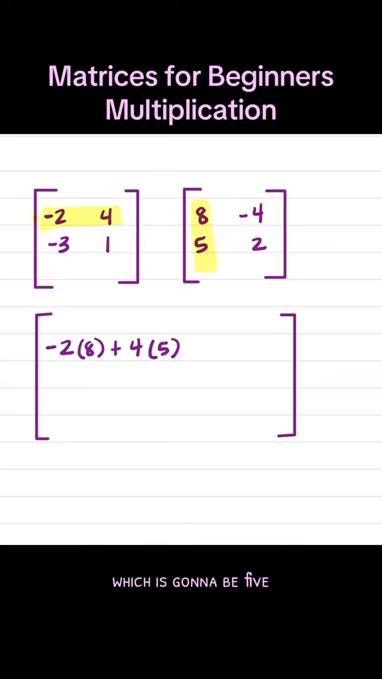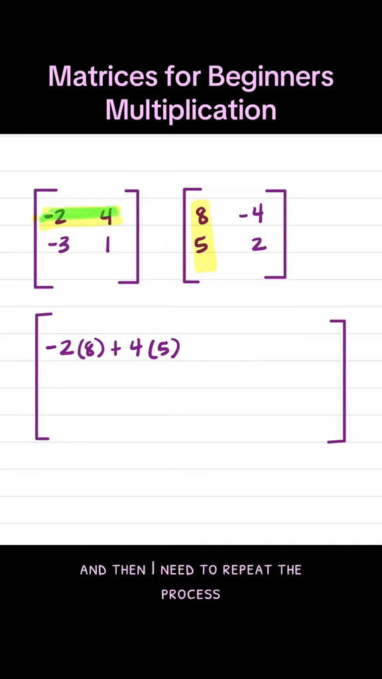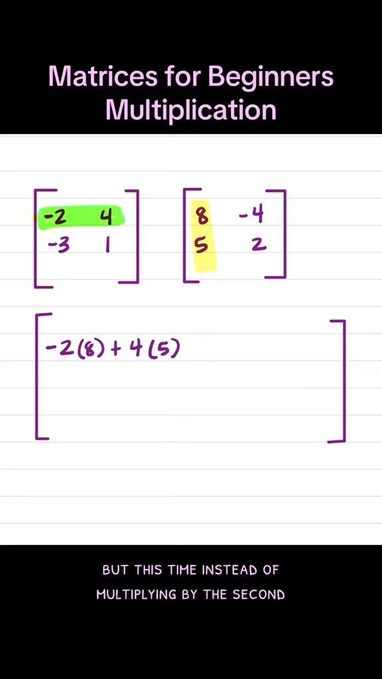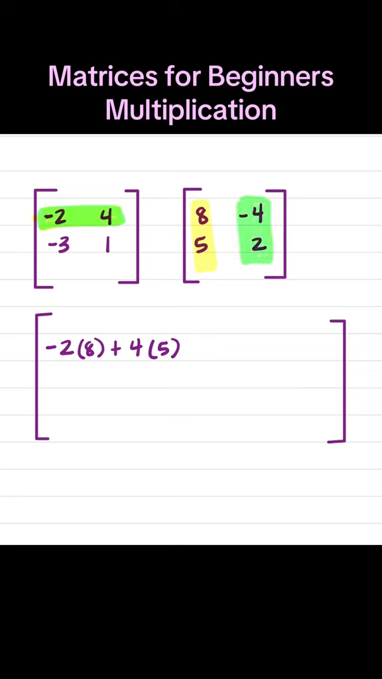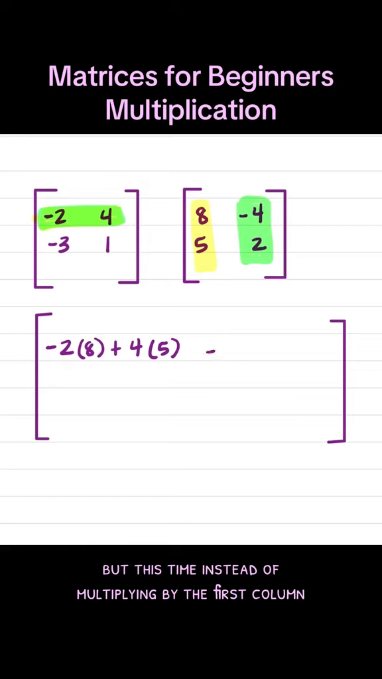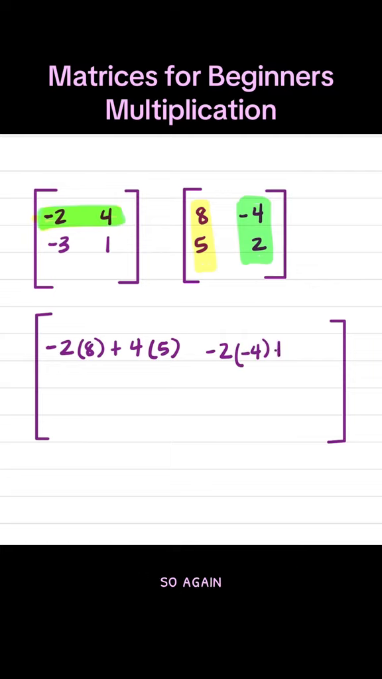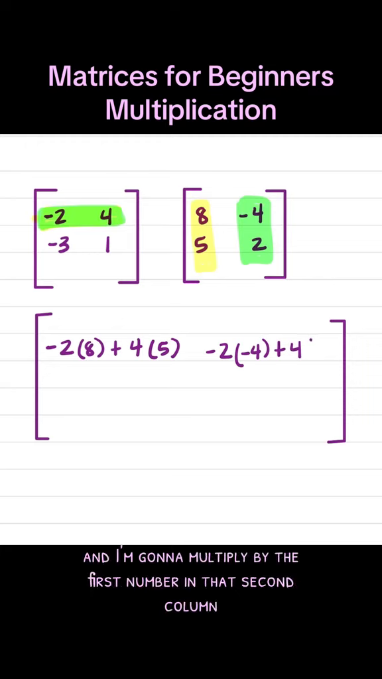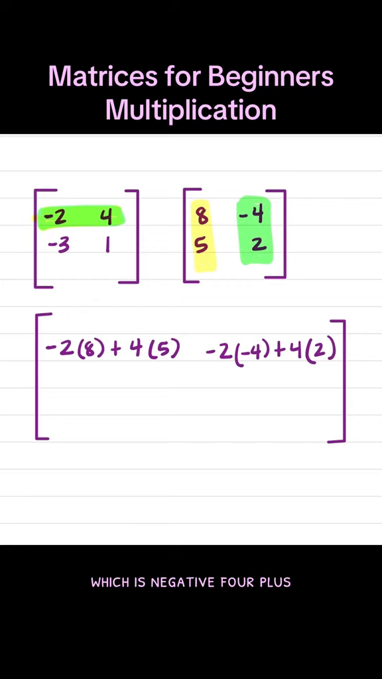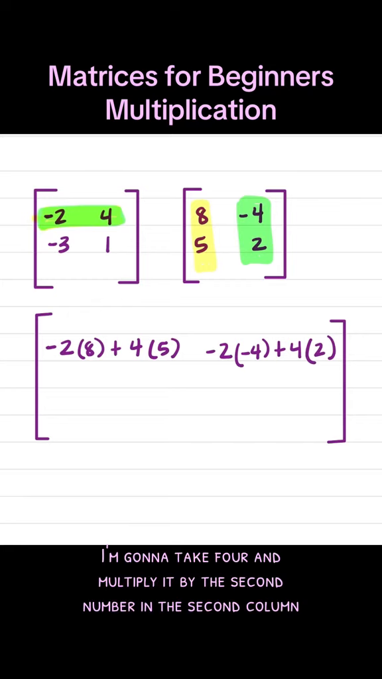And then I need to repeat the process, but this time, instead of multiplying by the first column, I am going to multiply by the second column. So again, same process. I'm going to start with -2, and then I'm going to multiply it by the first number in that second column, which is -4. Plus, I'm going to take 4 and multiply it by the second number in the second column, which is 2. And then I'm ready to go to the next row.